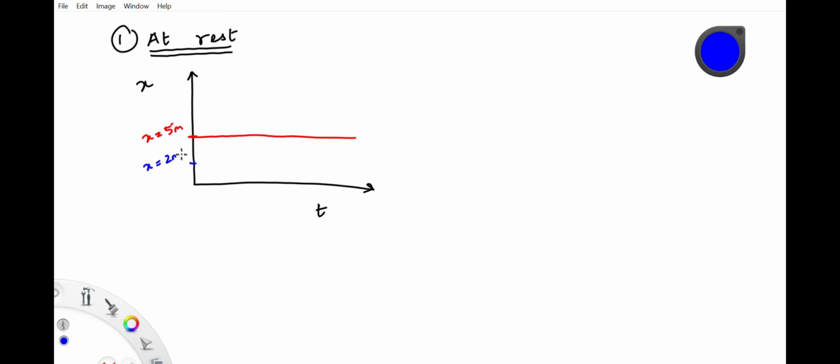Like, let's take another example, x equal to 2 meters. The position again is not changing with respect to time. X equal to 10 meters. So if a body is in a state of rest, then the position time graph for that body will be a line parallel to the time axis, or the x axis. And this x, again I'm repeating, is not position, it's the coordinate x axis.